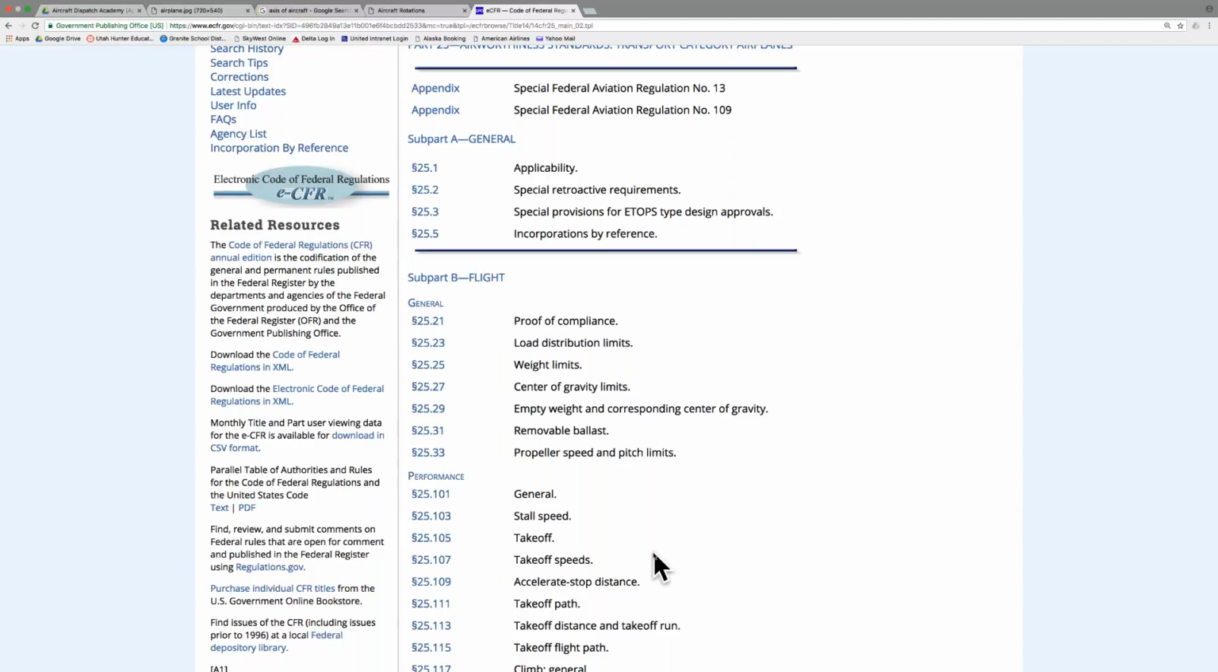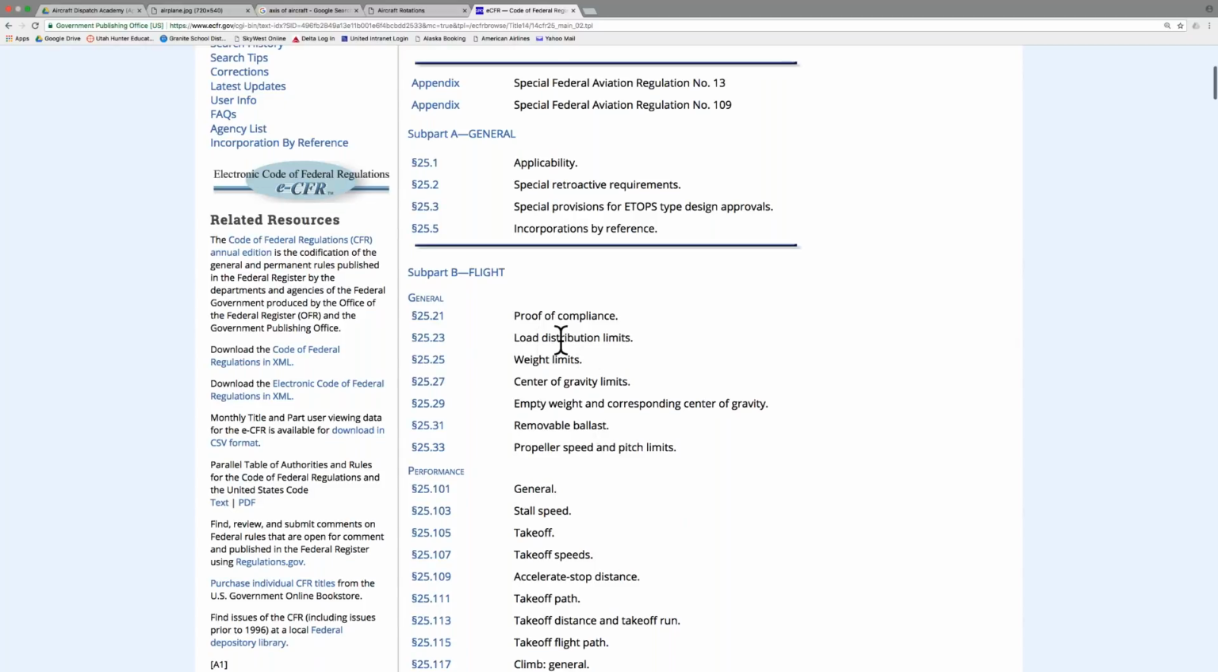So don't worry about writing any of this stuff down necessarily on these 3 chapters, other than knowing that 14 CFR Part 25 that we're in right here talks about our airworthiness standards. So the main topics that they kind of talk about are these load distribution limits, weight limits, center of gravity limits, talking about ballast and stuff like this.